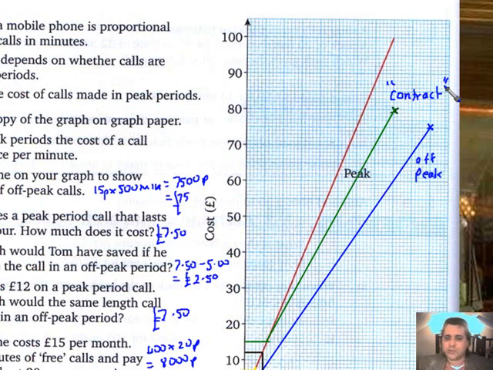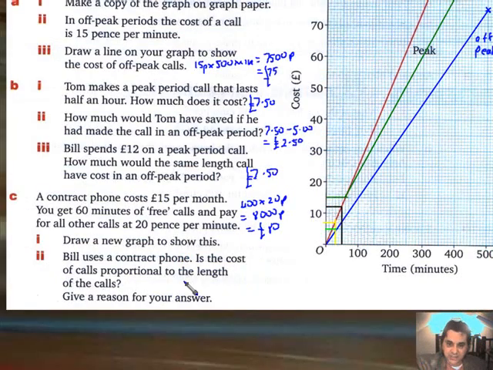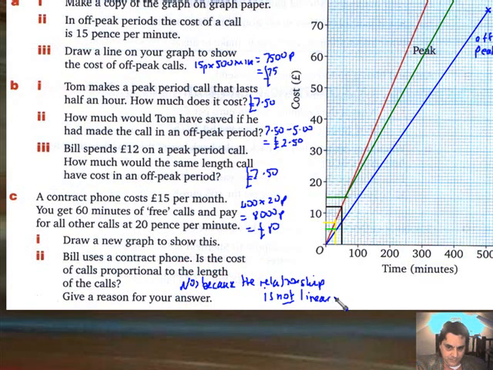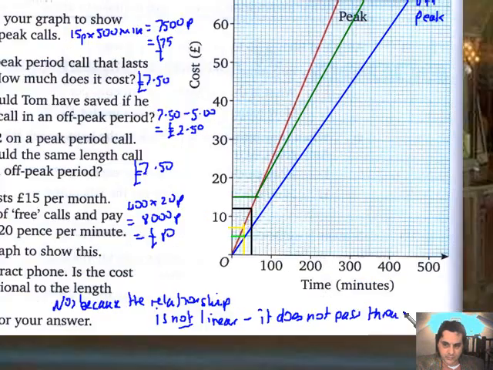Bill uses a contract phone. Is the cost of the calls proportional to the length of the calls? Answer, no. So let's just say that straight away, no, because the relationship is not linear. Make it clear. It does not pass through 0, 0.